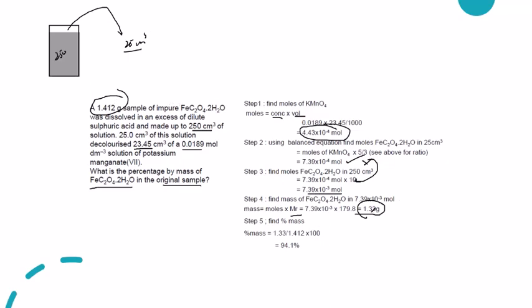So mass of pure sample, 1.33, divided by mass of impure sample, times 100. So this is 94.1% pure by mass. Is it clear?